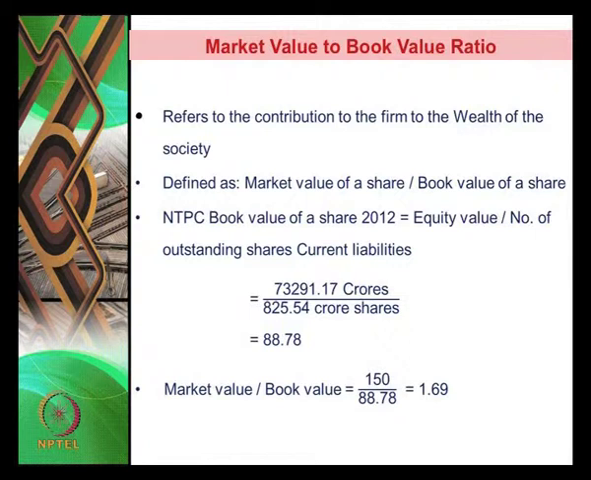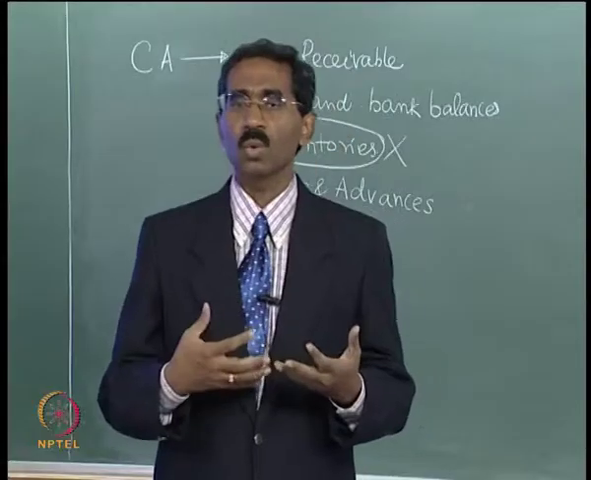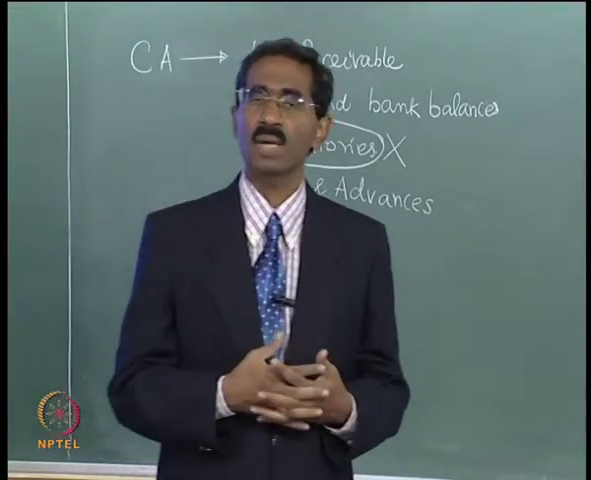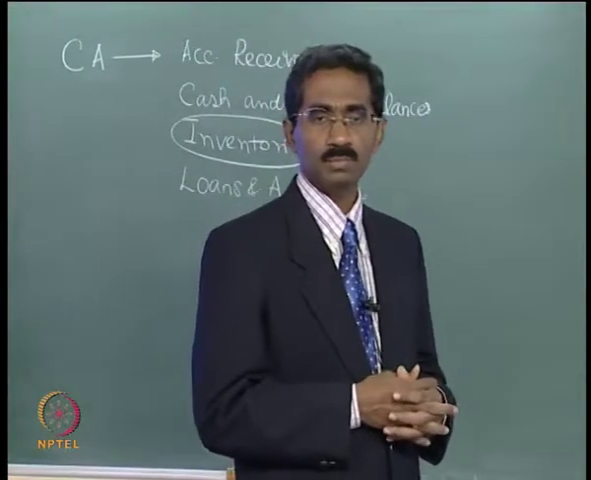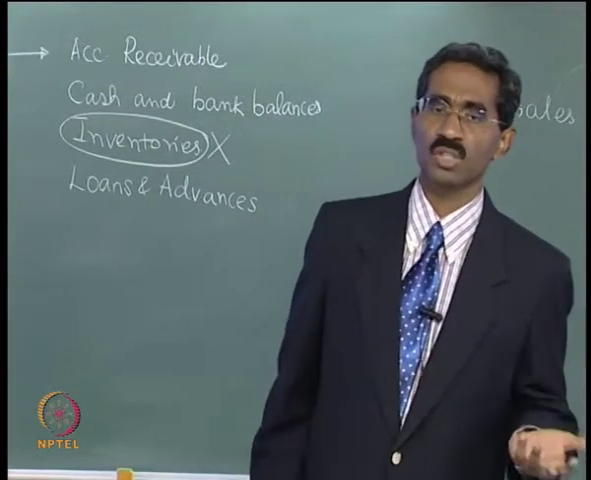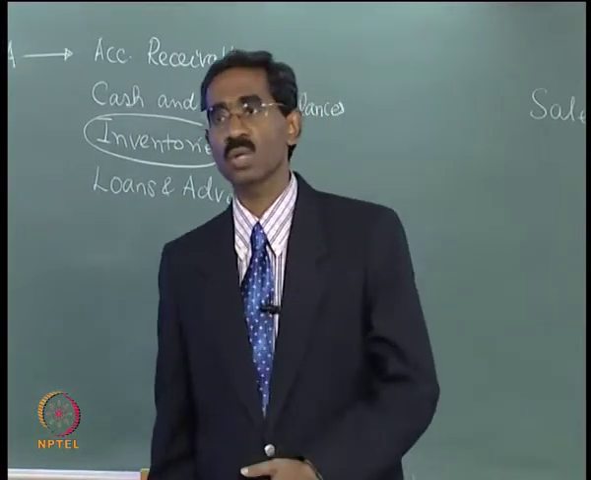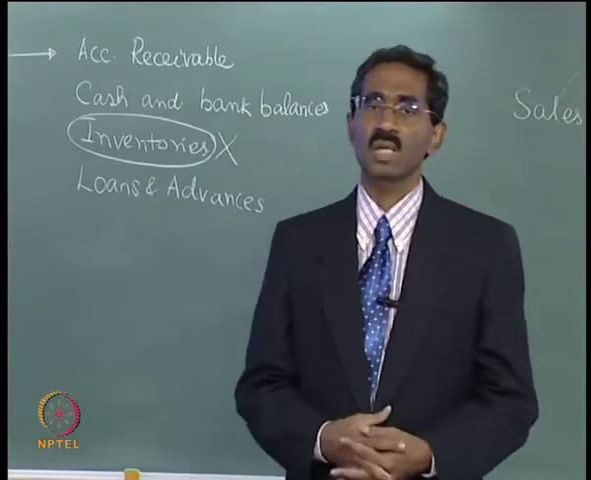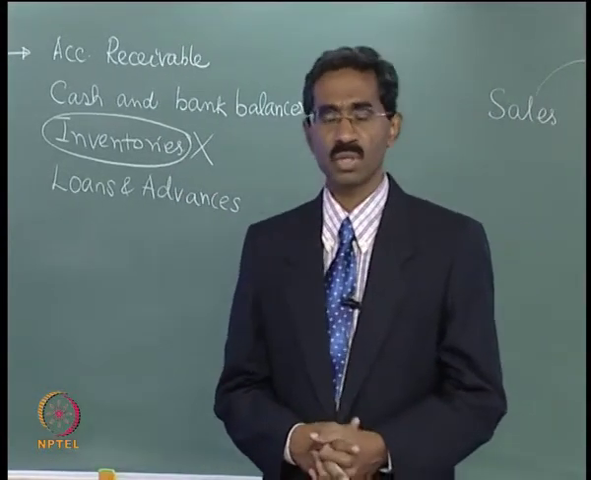If this ratio is 1, there has been no wealth creation, because the market price is equal to the book value. If it is less than 1, the company has actually resulted in erosion of wealth for the shareholders. But in this case it is more than 1, so it indicates the kind of wealth the company has generated for its shareholders.